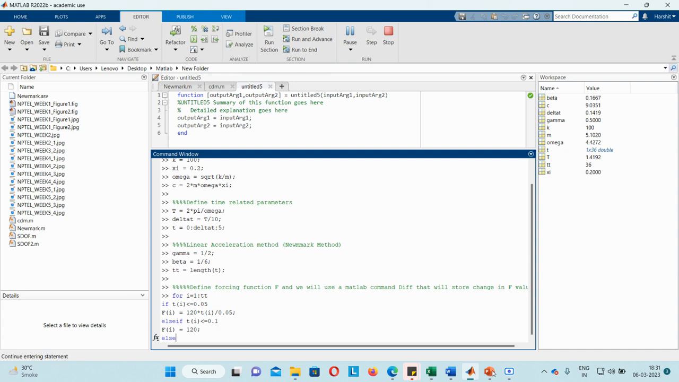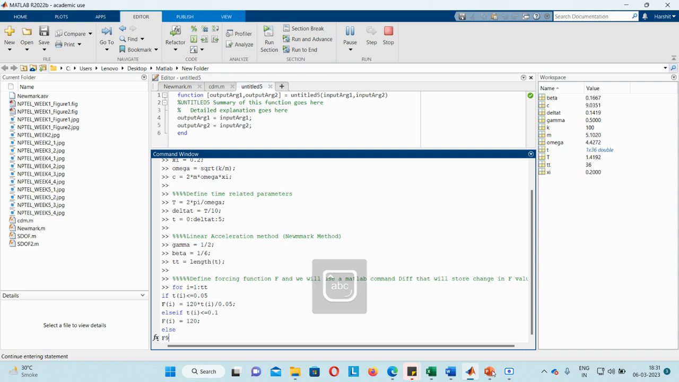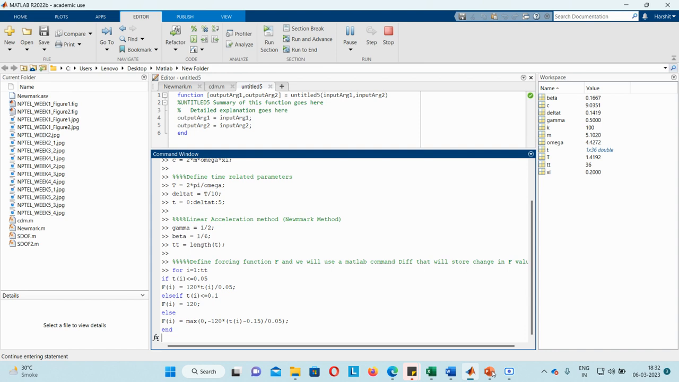So in the last else, f will be the maximum of either 0 or the equation 120 times time minus 0.15 divided by 0.05. You can write this equation on your own and you will observe the same thing. Okay, so this is how we have defined the forcing function. So now we can end the loop. We have ended the if else clause and now we will end the for loop.